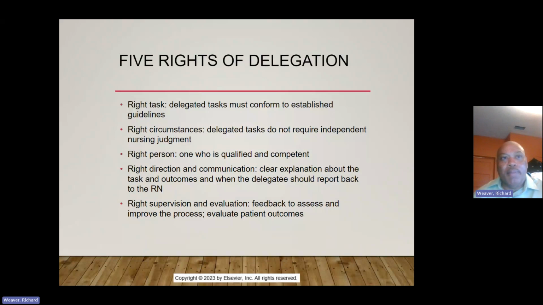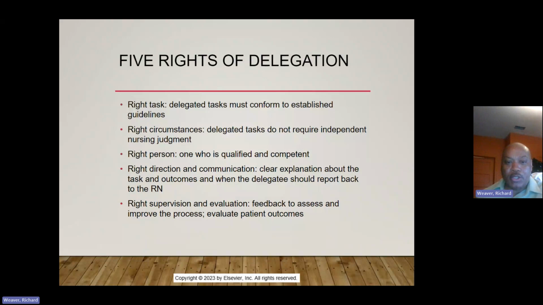All right. So one method to avoid high-risk delegation and simplify the delegation process is referred to as the 5 rights of delegation. And this is by the NCSBN as well as the ANA, who have provided this information to us. The first one is the right task. What does this mean? Ensure that the delegated task conforms to the organization's established policies and procedures for performing the particular task. So the question is, is the task written in the policies and procedures? And if so, as long as it's done in the way that it is outlined in the policies and procedures, it is a proper, legitimate task.